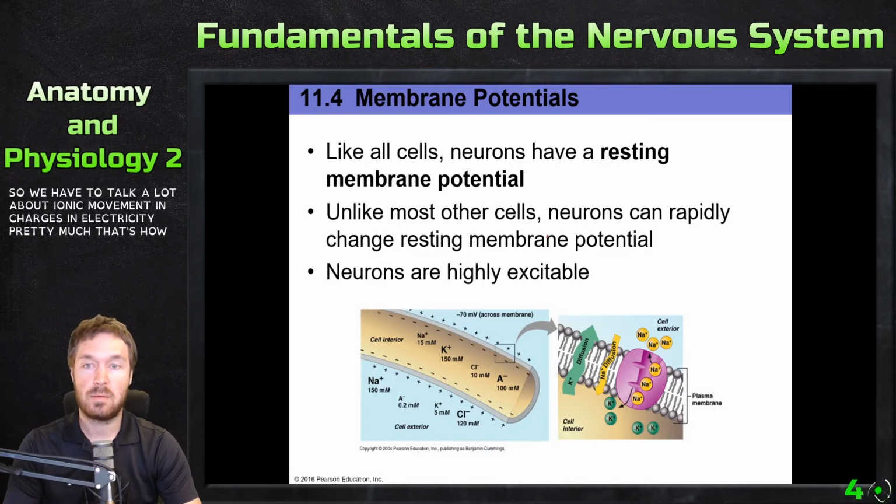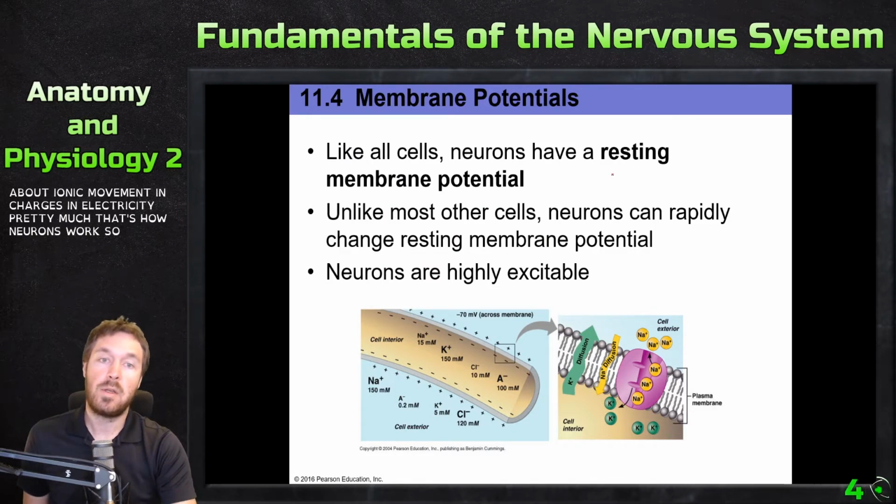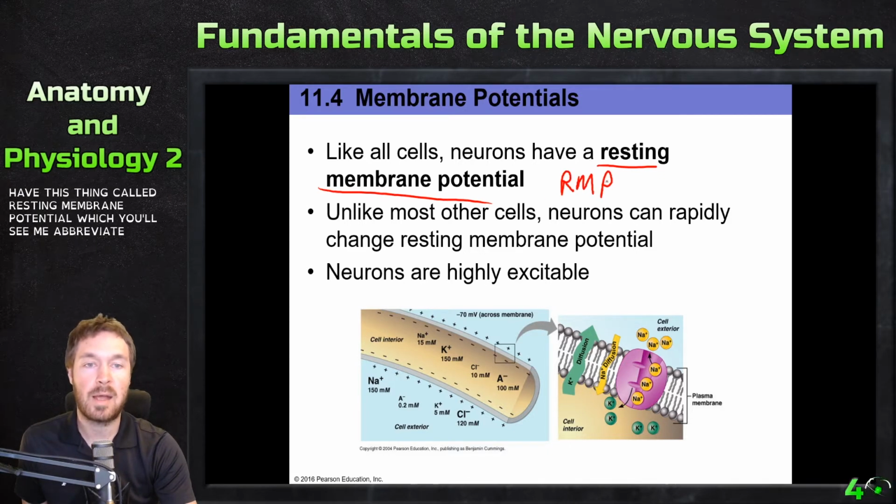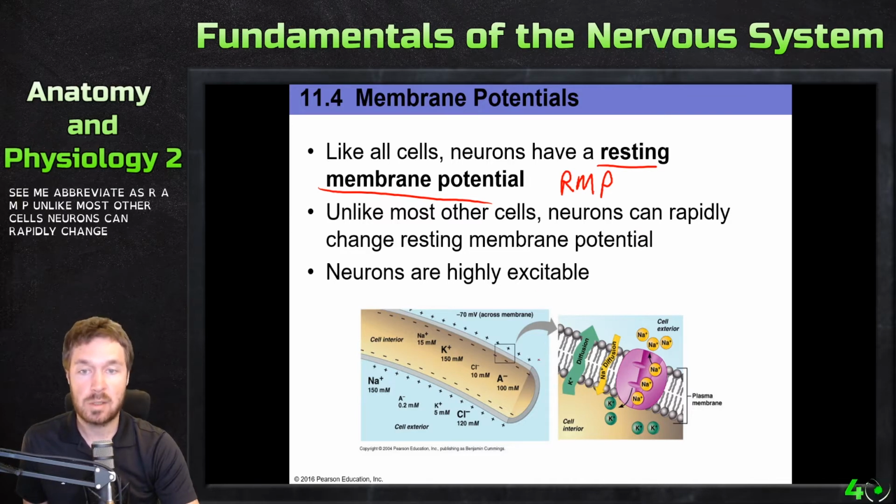That's how neurons work. Neurons have this thing called resting membrane potential, which you'll see me abbreviate as RMP. Unlike most other cells, neurons can rapidly change this resting membrane potential. So neurons are highly excitable.